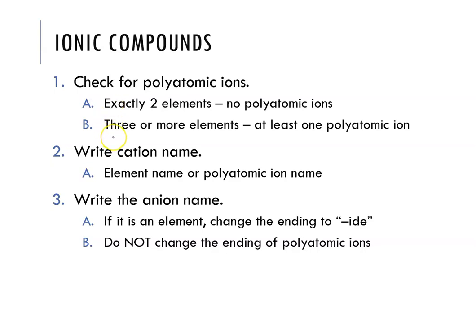Once we've identified whether or not we've got polyatomic ions, we just write the name. We write the cation name, which is just the element, or the only polyatomic ion that will be first will be ammonium, NH4. So that is the only time that you will not have a metal as the first part of an ionic compound. Once we've done the cation, we do the anion. If the anion is just an element, I change the ending to IDE. If it's a polyatomic ion, I don't do anything to it. I leave it just exactly the way that it is.